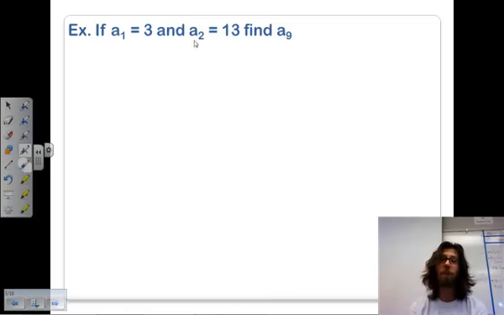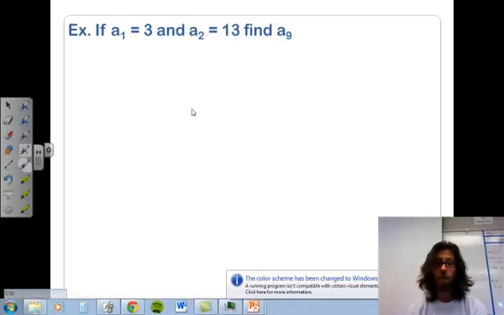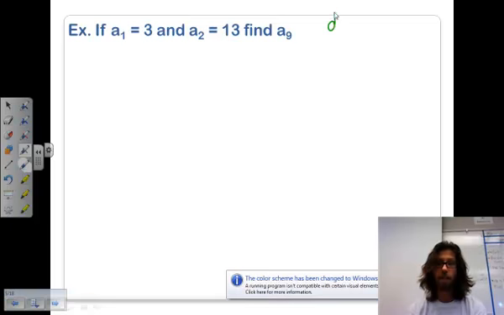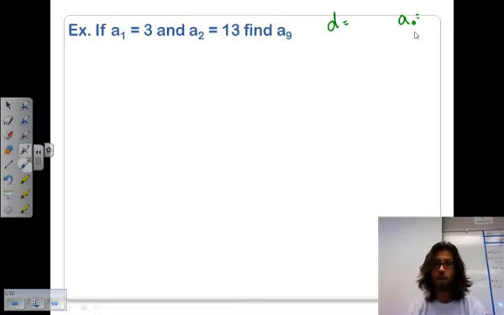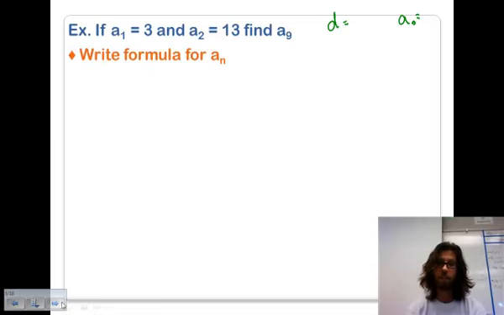So now, for example, if we were given a problem where we had a sub 1 is equal to 3, a sub 2 is equal to 13, and we're asked to find a sub 9, well, first off, we need to find D, and we need to find our initial value, a sub 0. So basically our slope and our y-intercept, if we want to think of it in terms of a line.